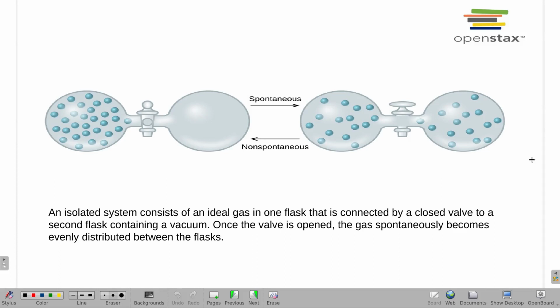And a non-spontaneous reaction would be trying to undo it by just twisting that valve. And obviously, once you twist that valve back closed, you're not going to get all the gas molecules to go all the way back to one side, just because they want to. The spontaneous reaction is that full expanding of the area.